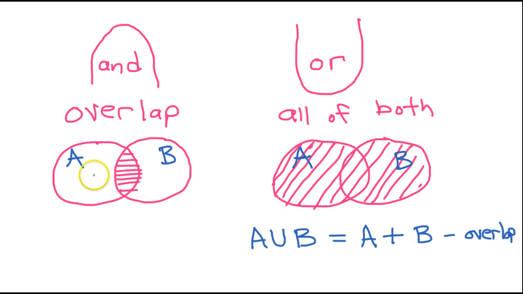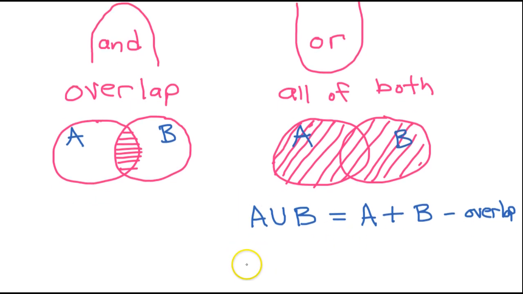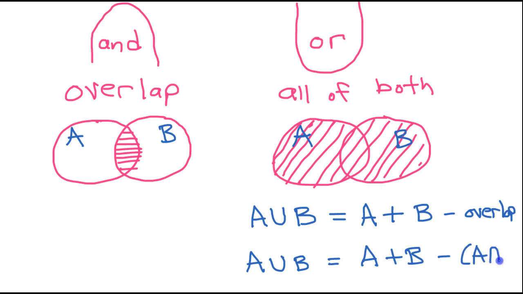Now, I just said that the overlap is A and B. So another way that you're going to see this is A or B is going to equal A plus B minus the intersection A and B. But it's really just A plus B minus the overlap. Okay, so those are the basics, so that should be enough to get us started. I may add on more notes as they are necessary.